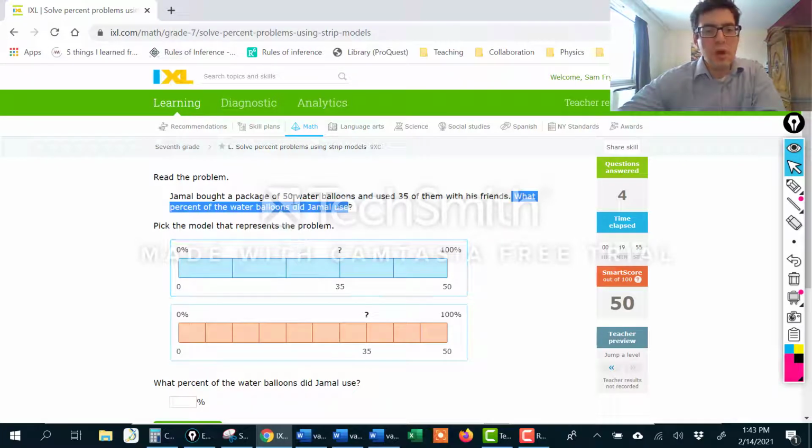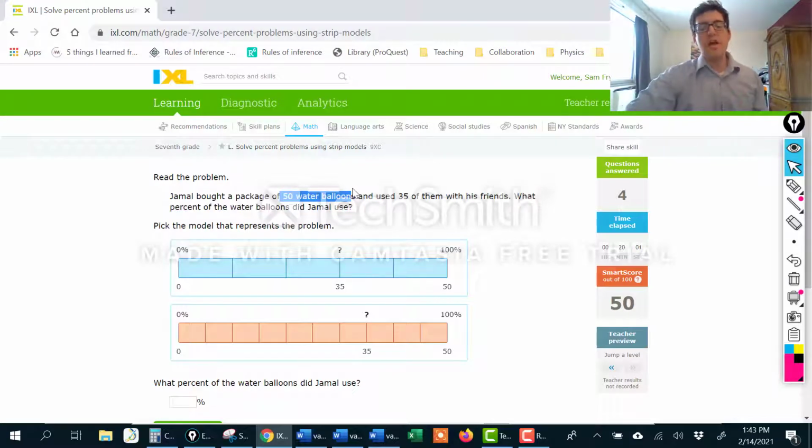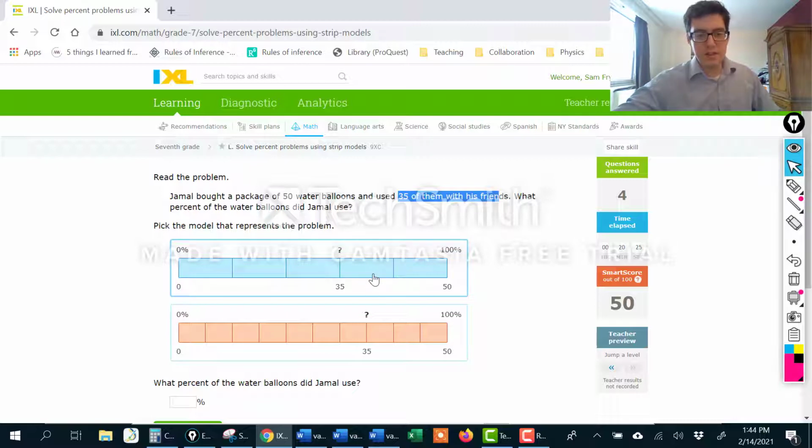Well, I know that 50 is all of the balloons that Jamal bought. So 50 should correspond to 100%. And it looks like in both of these models, 50 does correspond to 100%. So I still can't rule out either of the models. And let's see about this. He used 35 of them with his friends. So 35 is the part, and it looks like 35 is also in the correct part of the model for both of these. It's in the bottom, which is where the balloons are, right?